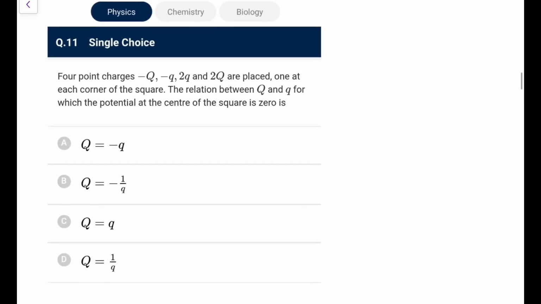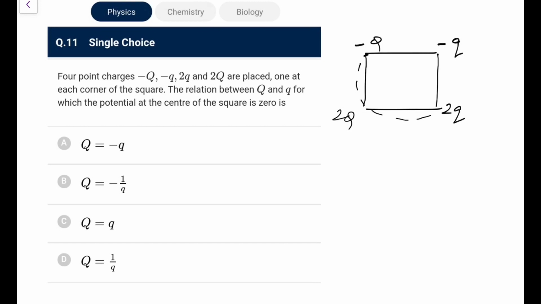Next one: 4-point charges, minus q, 2q, placed at each corner of the square. The relation between capital Q and small q, for which the potential at the center of the square will become 0. So we have it like this: minus q, 2q, something like this. Because all are at the same distance, I can directly write the potential at the square center, just add them up, this would be q plus Q upon whatever be the distance.